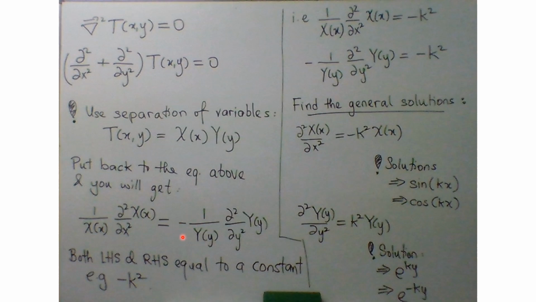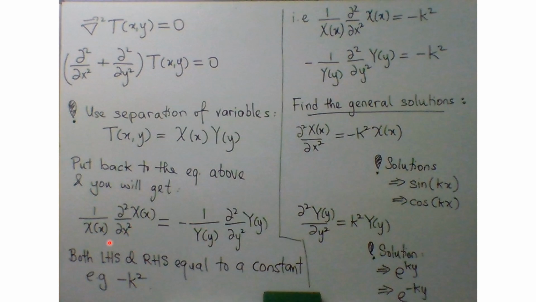The whole point of this exercise is that on the left hand side you will have a term which is related to x only, and on the right hand side you have a term which is related to the y component only. Since there is no dependence between the two of them, one is x and one is y.